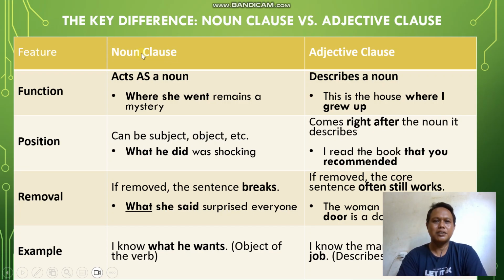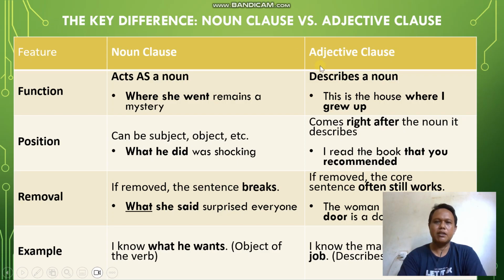Noun clause, the difference from adjective clause in position. The position of a noun clause can be subject, object, or others. For example, what he did was shocking. The position of the noun clause is the subject. What he did is the subject of this whole sentence.